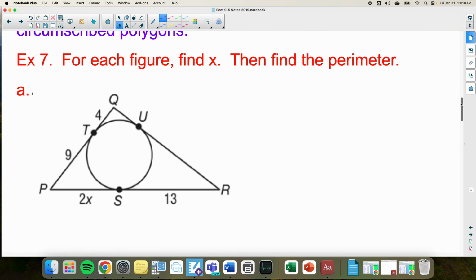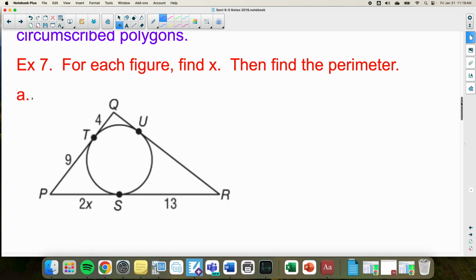All right. Now the last kind of question like this looks like this, where you have several parts that are tangent to the circle from the same point. So notice I have two tangents from Q, I have two tangents from R, I have two tangents from P. And what this theorem told us is these two pieces are going to be equal. So if that's 4, this is 4. If this is 13, that's 13. And if that's 9, what would this be? 9, right?